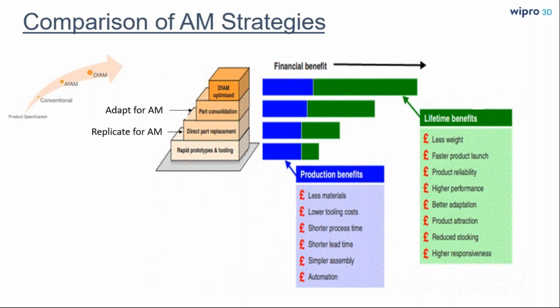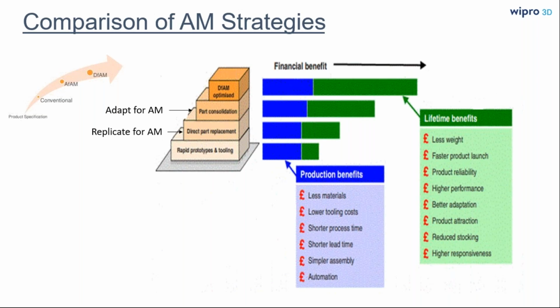So it can be seen that it forms a pyramid of a sort, with replicate for additive manufacturing being at the bottom of the pyramid, which offers production benefits in terms of lower tooling costs, shorter process times, shorter lead times. If you go up higher in the pyramid, we can try to consolidate the parts together, which can result in bringing down the weight, faster product launch, more reliability, better performance.